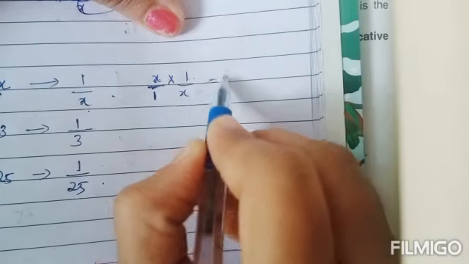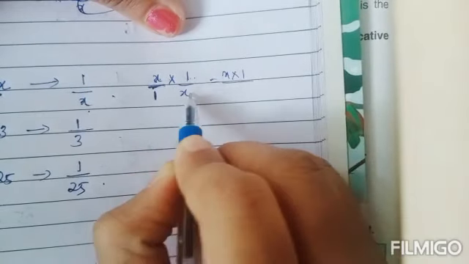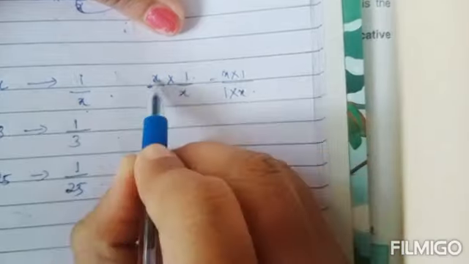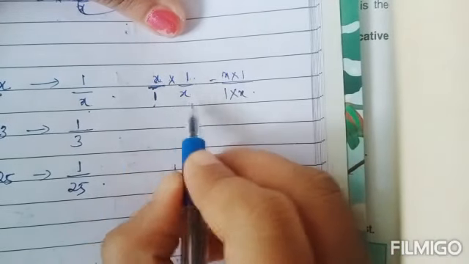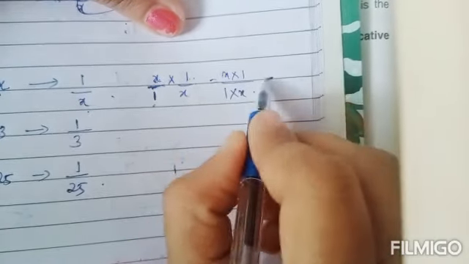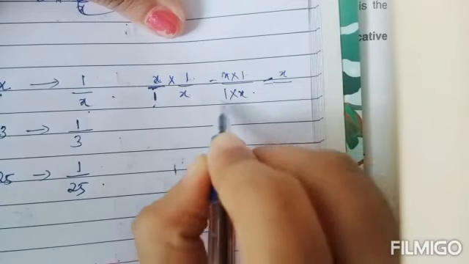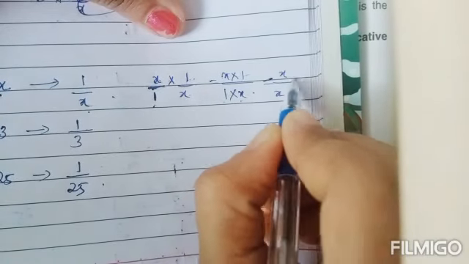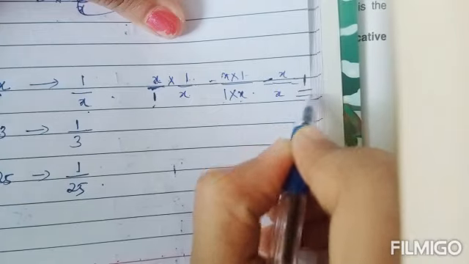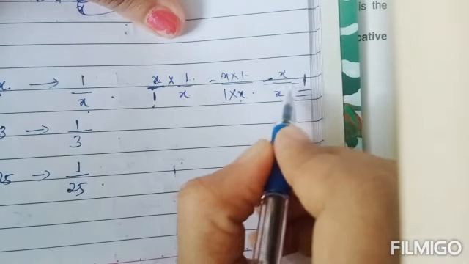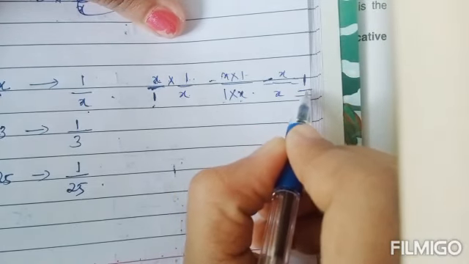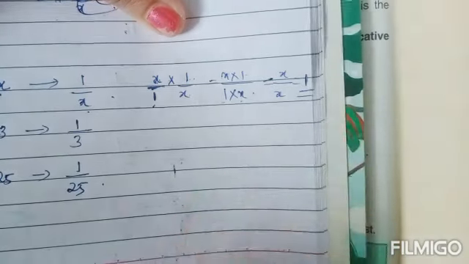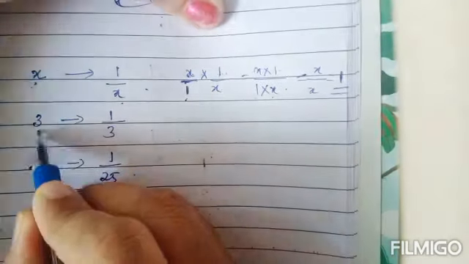So x into 1 by 1 into x. Okay, numerators we can multiply, denominators we can multiply. So x into 1 is x, by 1 into x, x. What is x by x? Any number divided by that number, the answer will be 1. Okay, so 1 we got. Let us take 3 and 1 by 3.